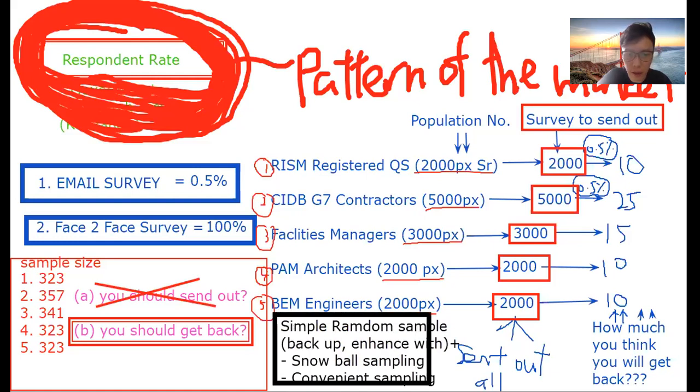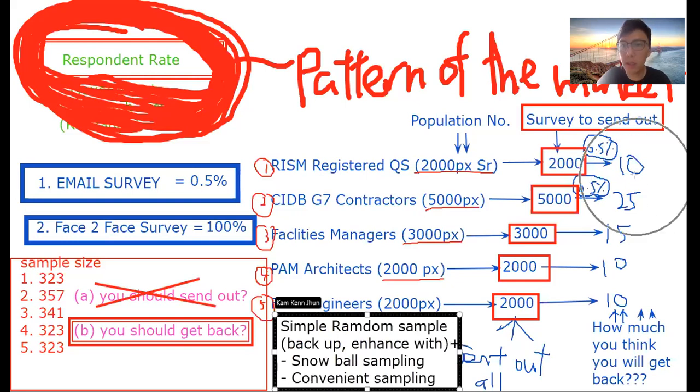How many should I send out? Can I just send 500 people? The answer is no, because you already know you will only get back so little. You still want to reduce here. Correct or not? So this is the idea. Black color part, most important. You do simple random, cover all to show you are a good student. QS got 2000, I sent 2000, nothing wrong. But you only get back this number, 10.